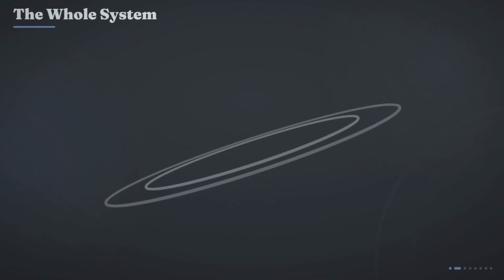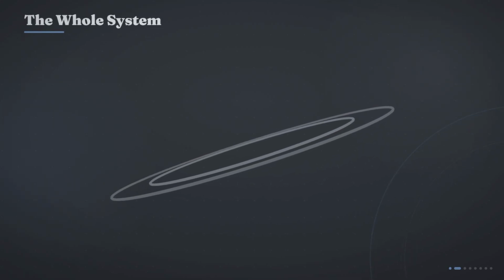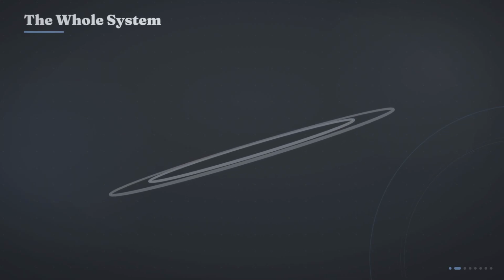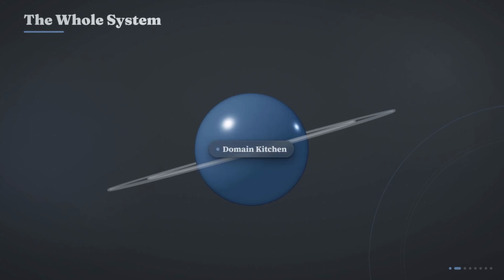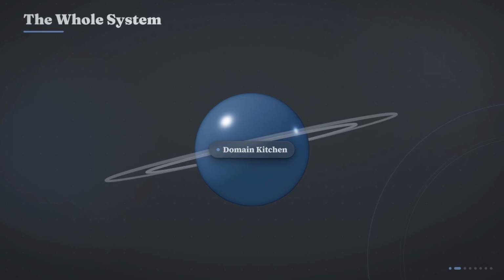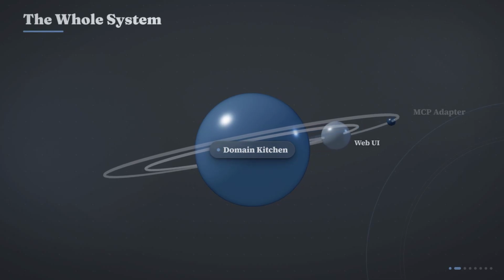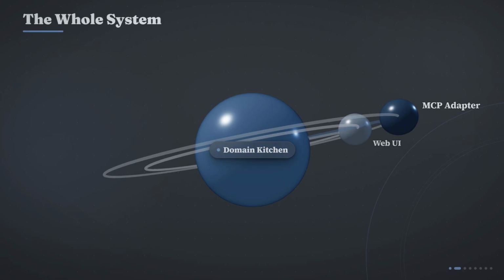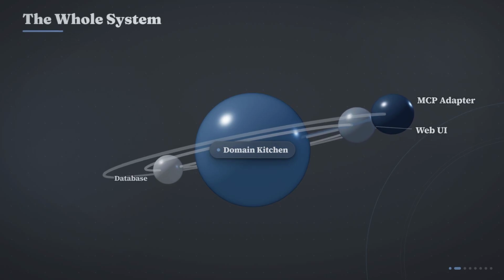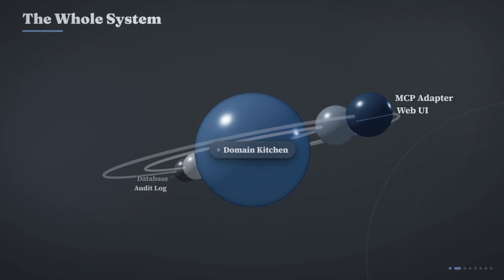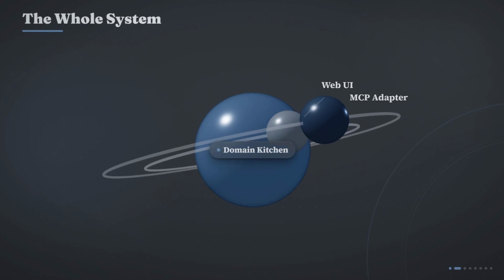Now hold the whole system in your head at once. At the center sits the kitchen, the application services and domain rules. Everything else orbits it like planets. The web UI where humans click, the MCP adapter where agents call, the database that stores the state, and the audit log that records every change.